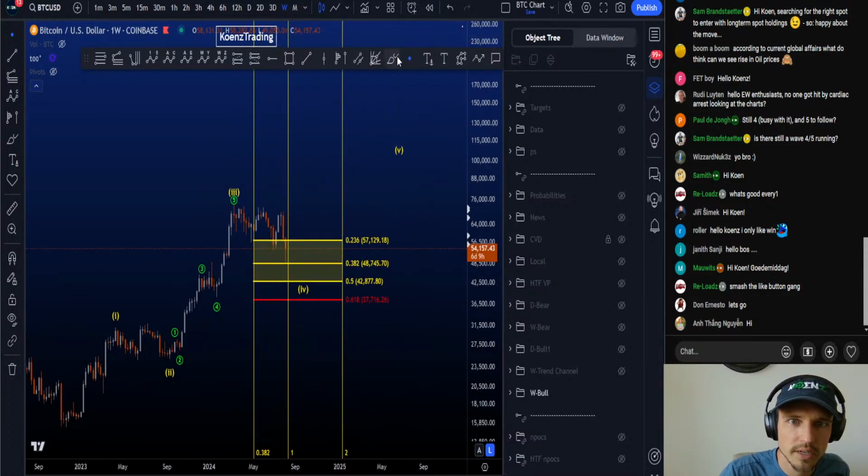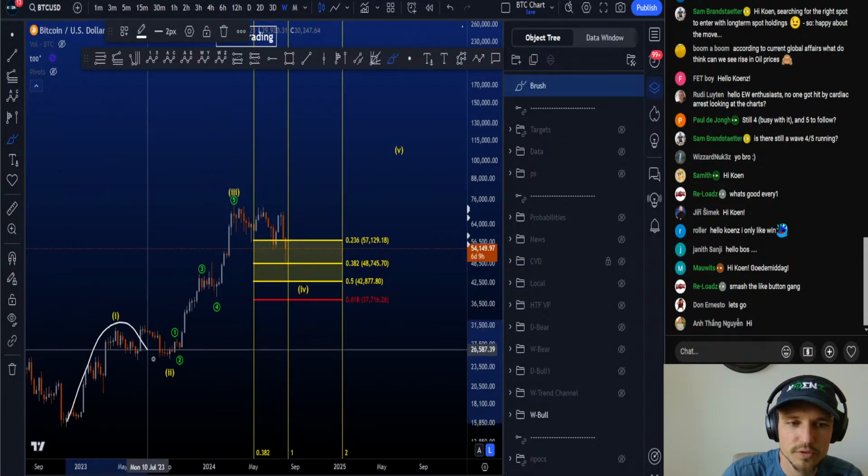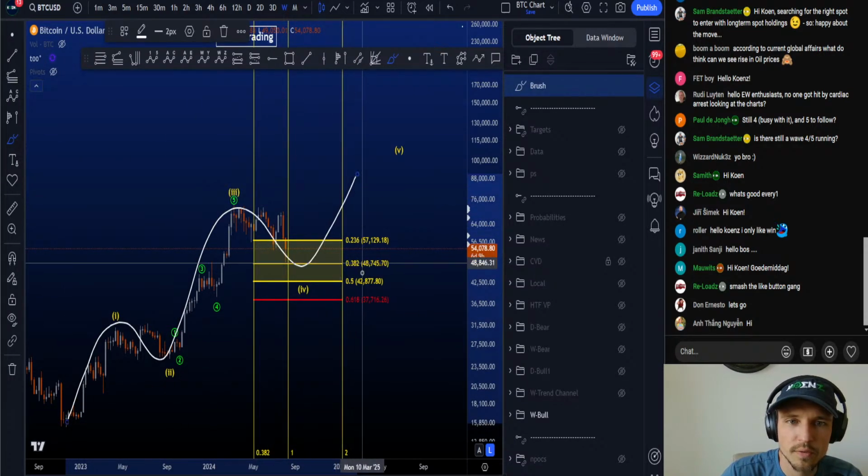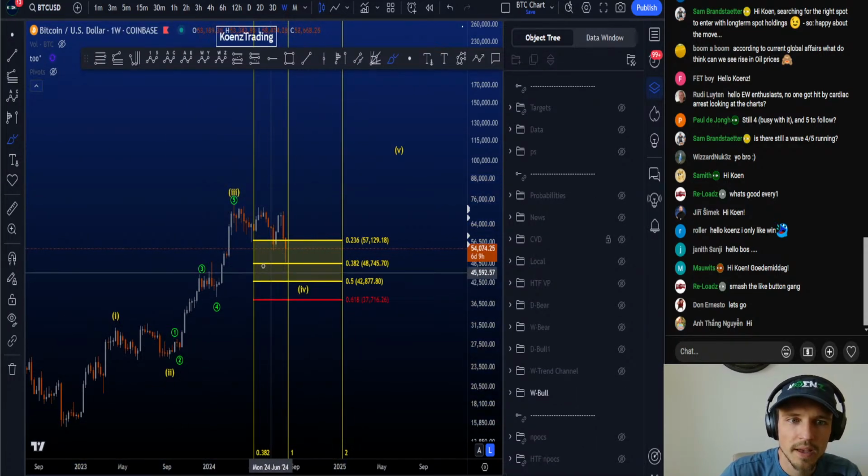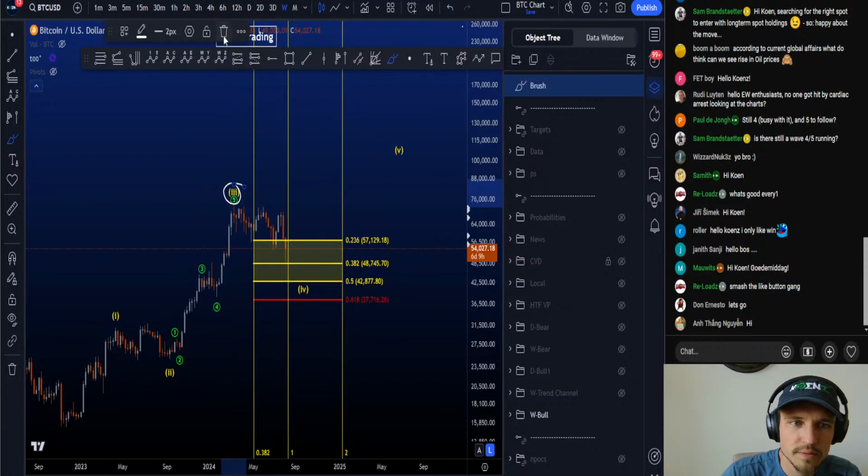So, okay, there we go. We're looking on a weekly time frame for a 5-wave impulsive structure. 1, 2, 3, 4, and then another 5. Wave 3 here is already finished. So we then have a 1, 2, 3, 4, 5.